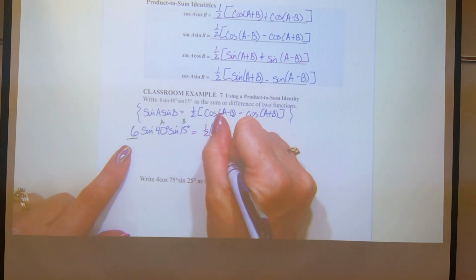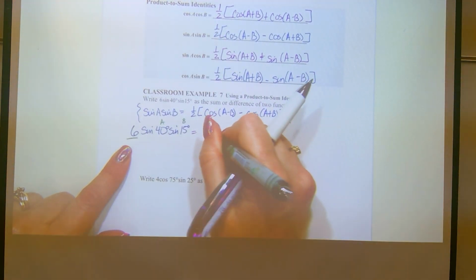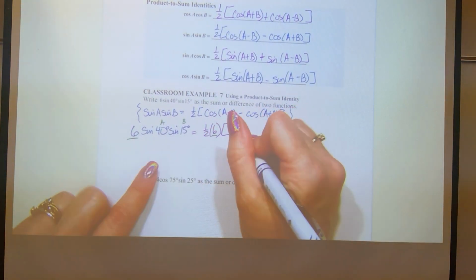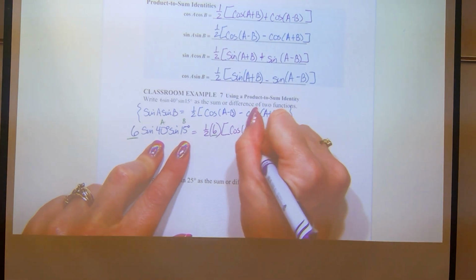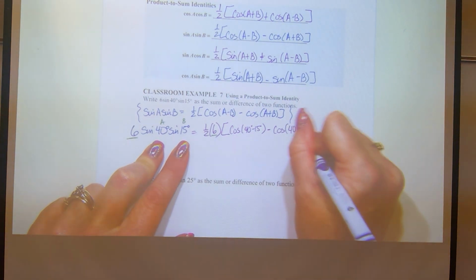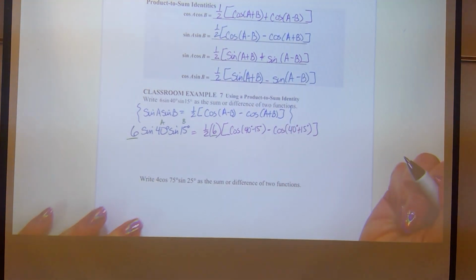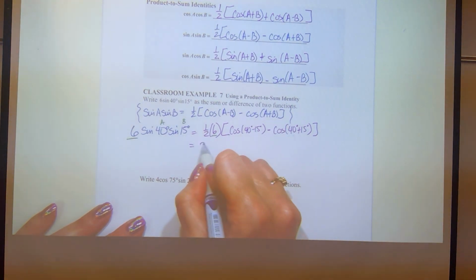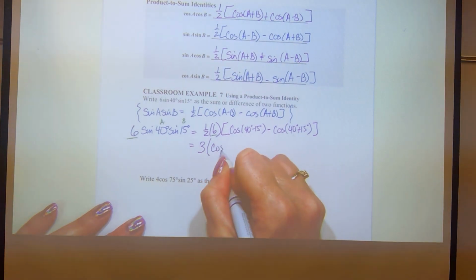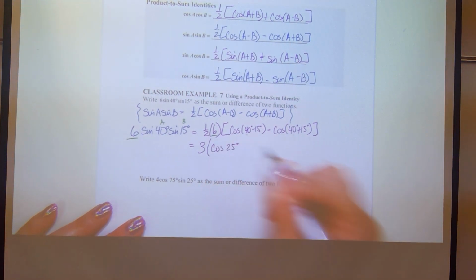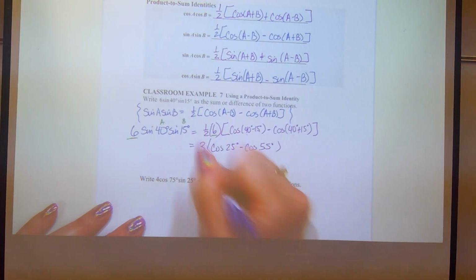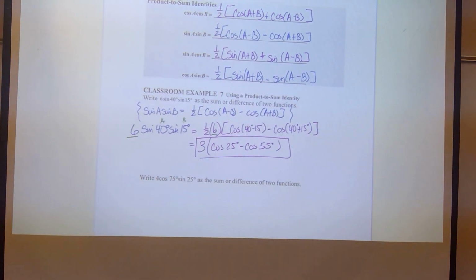1/2, but remember, I need to multiply in that factor of 6, that coefficient. So 1/2 of 6 times cosine difference, A minus B. Don't forget to use your degree symbols. Minus cosine sum, A plus B. All right, simplify. Half of 6 is 3. 3 times cosine of 40 minus 15 is 25 degrees, minus 40 plus 15 is 55 degrees. Neither one of those is a special angle, so we stop there.